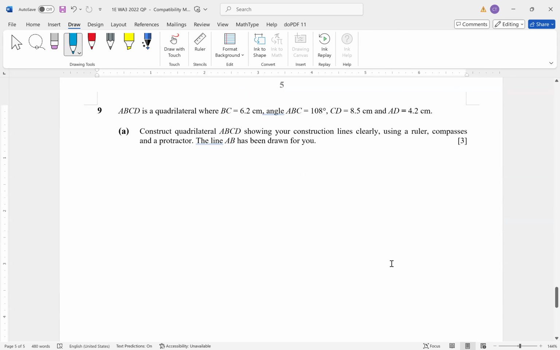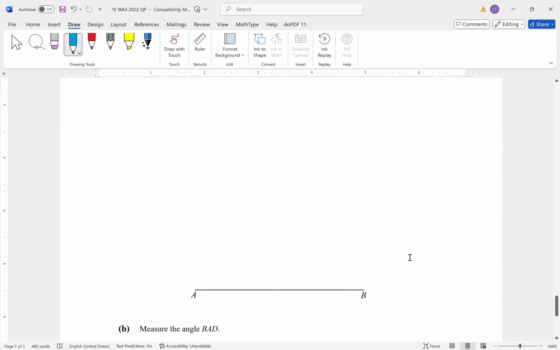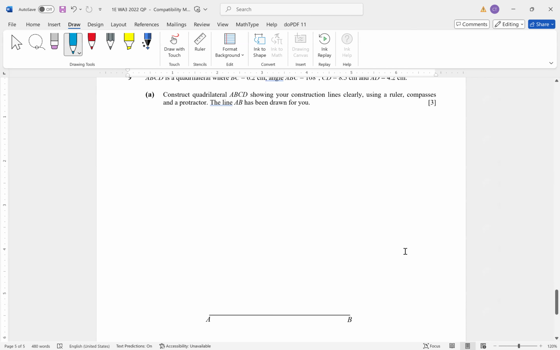All right, let's move on to the last question, which is a construction question. Right, so we're asked to construct a quadrilateral: BC equals 6.2, angle ABC is 108, CD is 8.5, and AD is 4.2. Okay, I'll use the online construction set to do this later. But now we can actually just have a rough visualization of what is going on first.